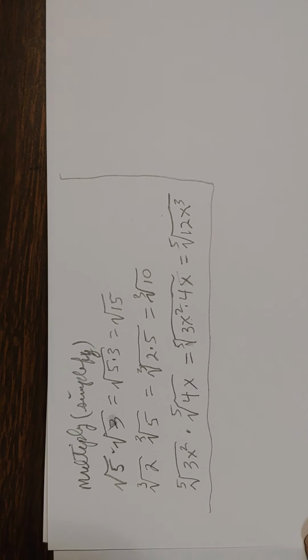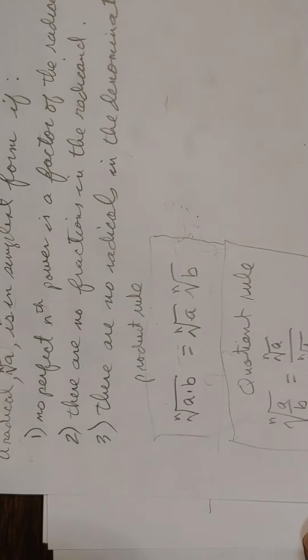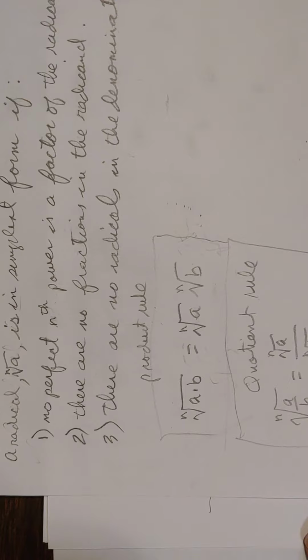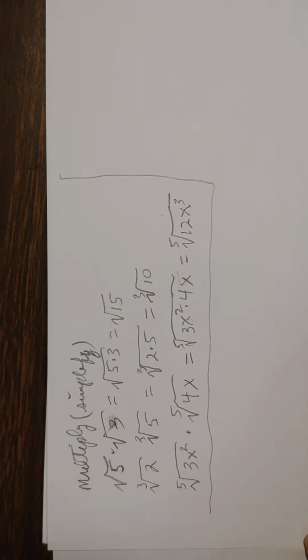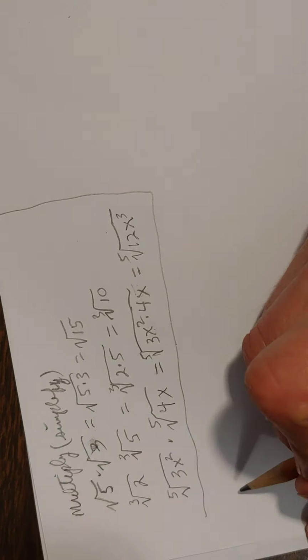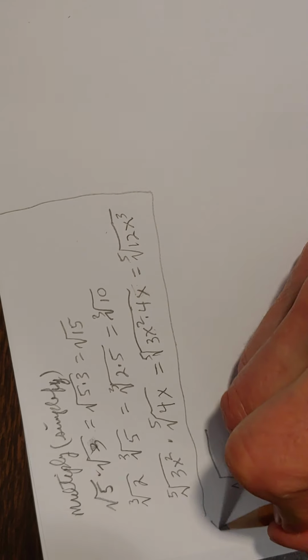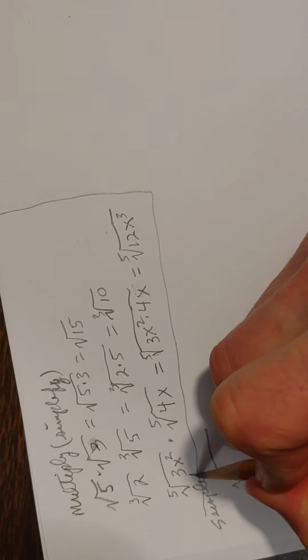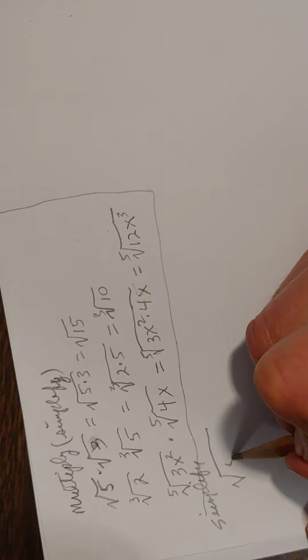The next section discusses how to use the product property to simplify a radical. Again, this is the product property. Now, we did this in class, but I'm going to go back over it a little bit. So, say we're supposed to simplify the square root of 50.